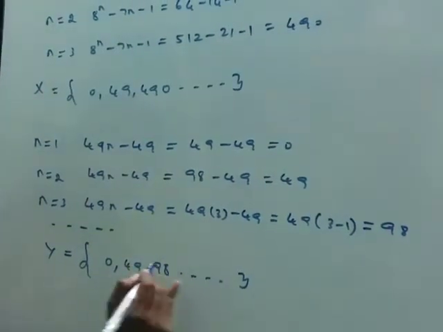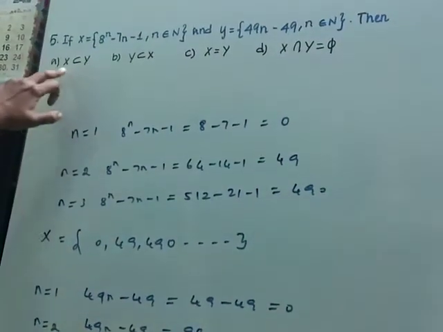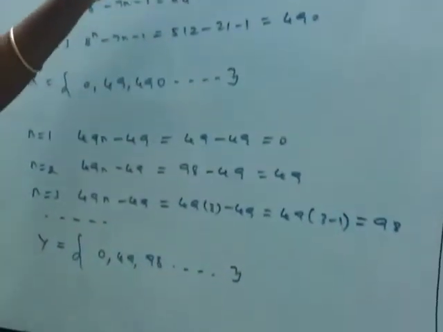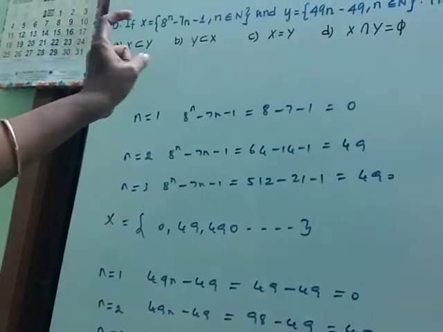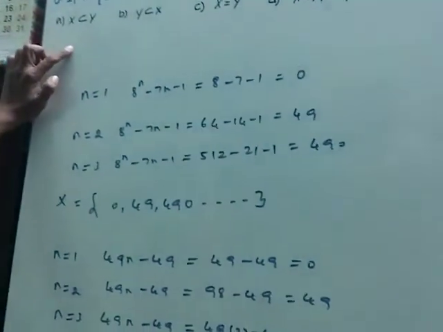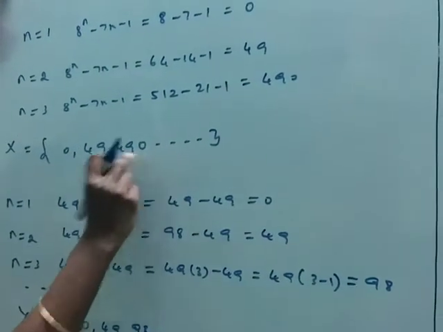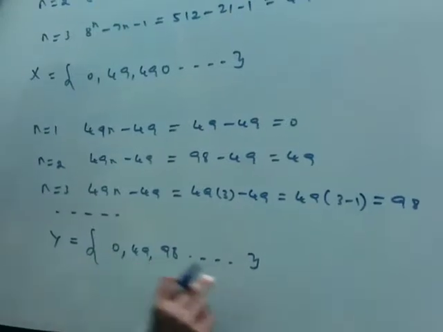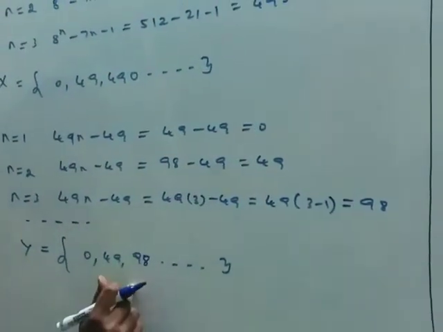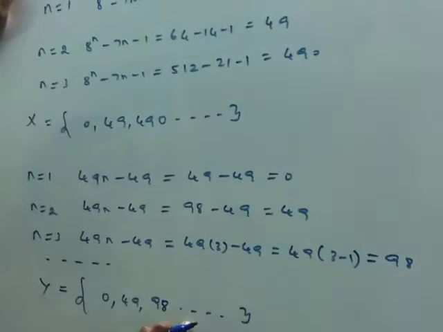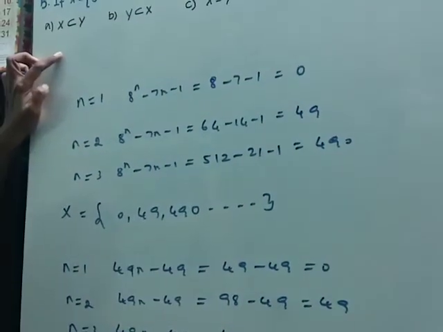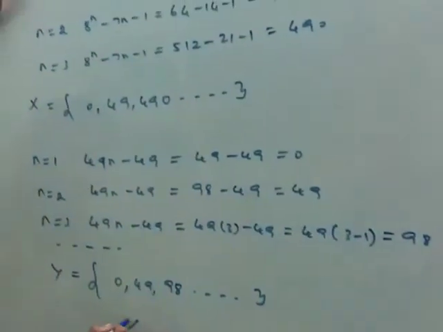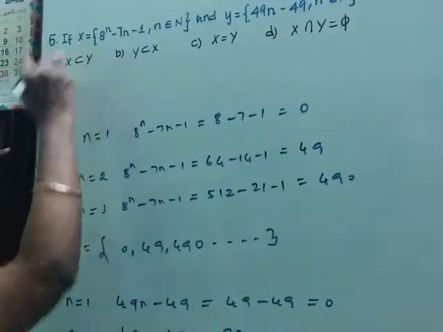So here, which will it be: X is a subset of Y, or Y is a subset of X, or X is equal to Y, or X intersection Y is equal to the null set? Here the answer will be X is a subset of Y. How do you get that? X is 0, 49, 490; Y is 0, 49, 98, all multiples of 49. All those multiples of 49 are coming here, and 490 will be in Y, but 98 is not present in X. So we are saying that Y is the bigger set and X is the smaller set. So X is a subset of Y.